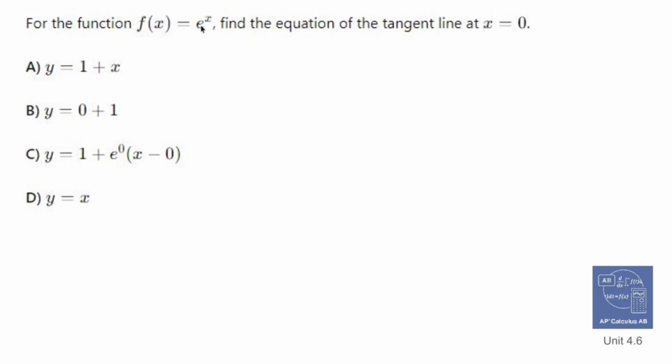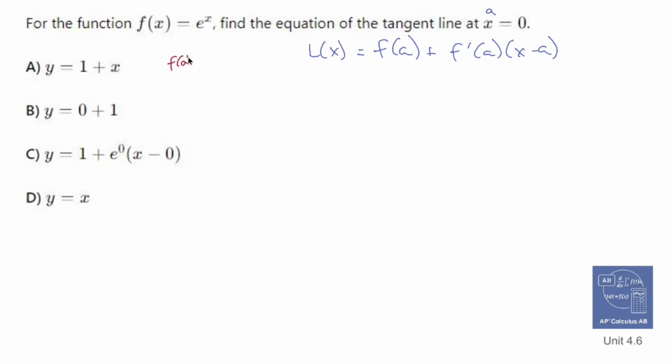For the function f of x equals e to the x, find the equation of the tangent line at x equals 0. Now, we have all this information from Unit 1, maybe Unit 2, on how to do this, but this is the linearization section, so we're going to use the linearization information that we can come up with. So L of x is going to equal f of a plus f prime of a times the quantity x minus a. Now, when it says x equals 0, that's you basically saying a equals 0. It's the same exact thing. So let's find out what we can find out.